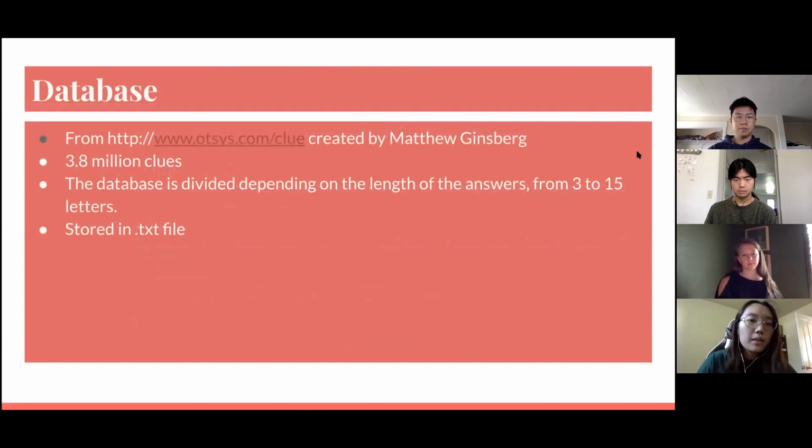So for the database, we use the database created by Professor Matthew Ginsberg, and it contains 3.8 million clues. It's all collected from past crossword puzzles published by the New York Times and some other publishers. The database is divided depending on the length of the answer, from 3 to 15 letters, and they're stored in corresponding text files.